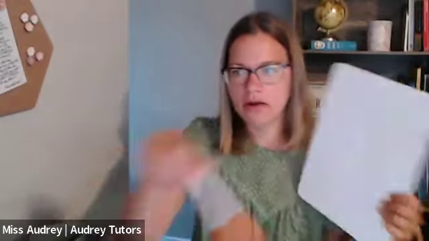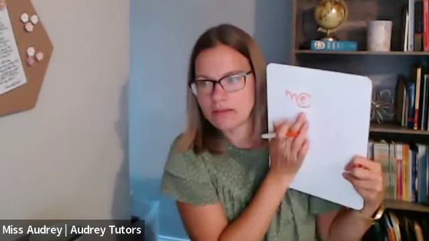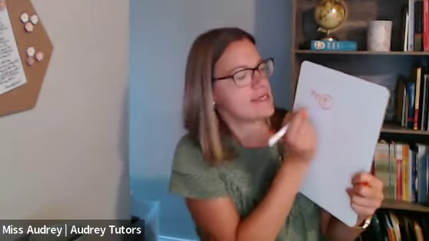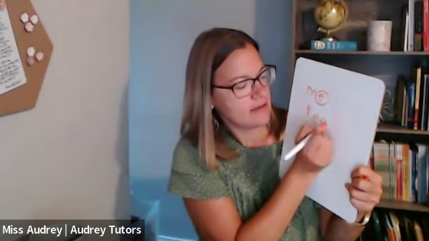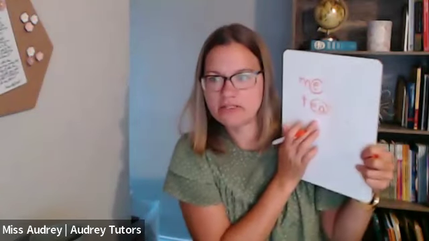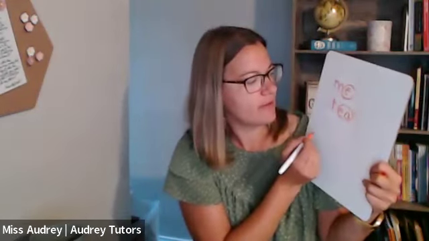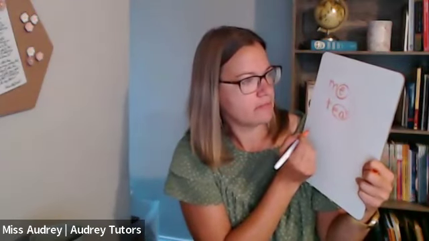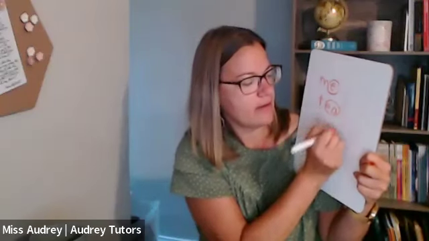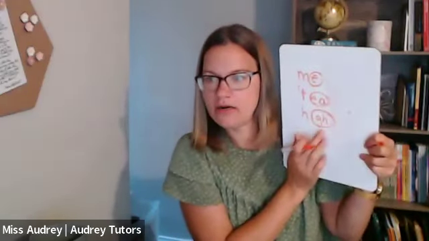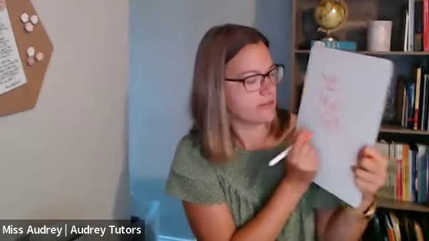We can have the word me, mm, e, and that e is a one-letter vowel spelling. We can have the word tea, t, e, and that e spelling is a two-letter spelling. We can have the word hi, h, I. We learn that that I spelling has three letters to represent it.